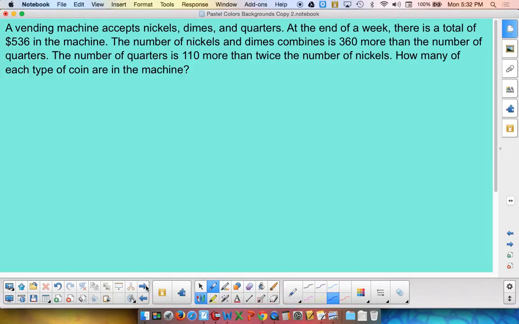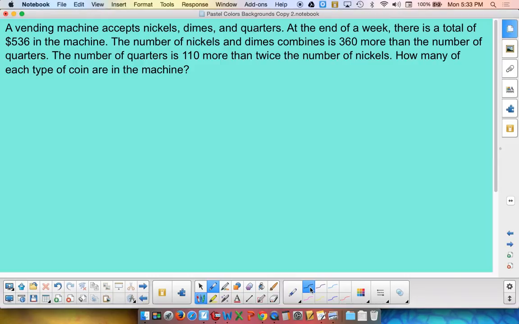Okay, we're going to do one more augmented matrix, but I wanted to do it in terms of a word problem. So we're going to look at this one. Hopefully I got it typed in here right. We have a vending machine which accepts nickels, dimes, and quarters. At the end of the week, there is a total of $536 in this machine. The number of nickels and dimes combined is 360 more than the number of quarters. The number of quarters is 110 more than twice the number of nickels. Here we go again with all those twice and 3 times things. How many of each type of coin is in the machine?